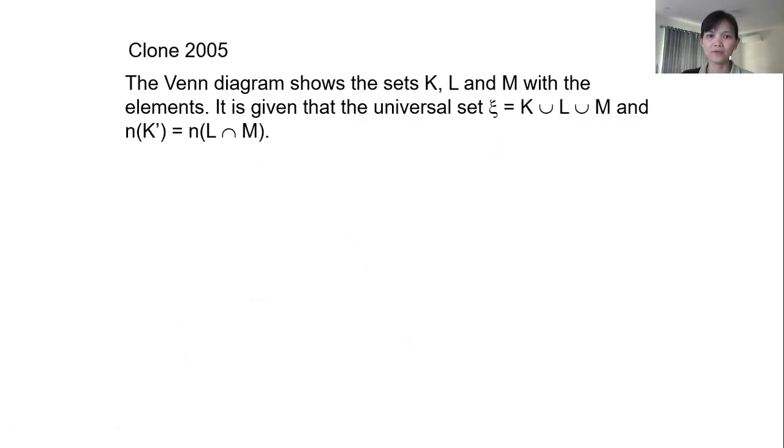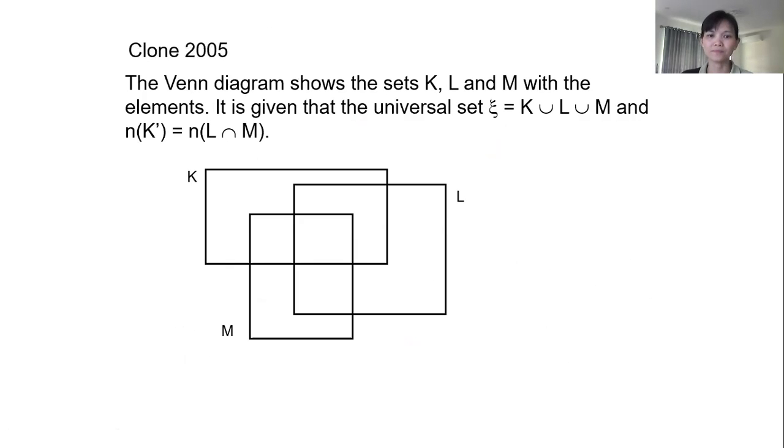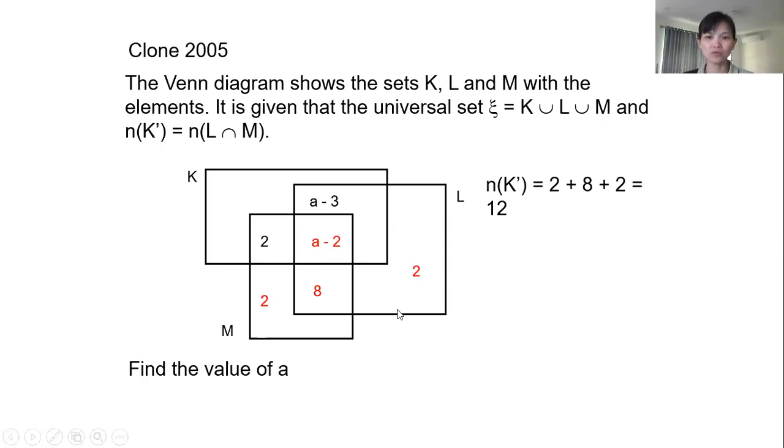Now we look at the sample question here. This is the information given to you. We know that the set is K union L union M, and n(K prime) equals n(L intersect M). Firstly, we find the number of K prime. K prime is outside K, which is 2, 8 and 2. So 2 plus 8 plus 2 equals 12.